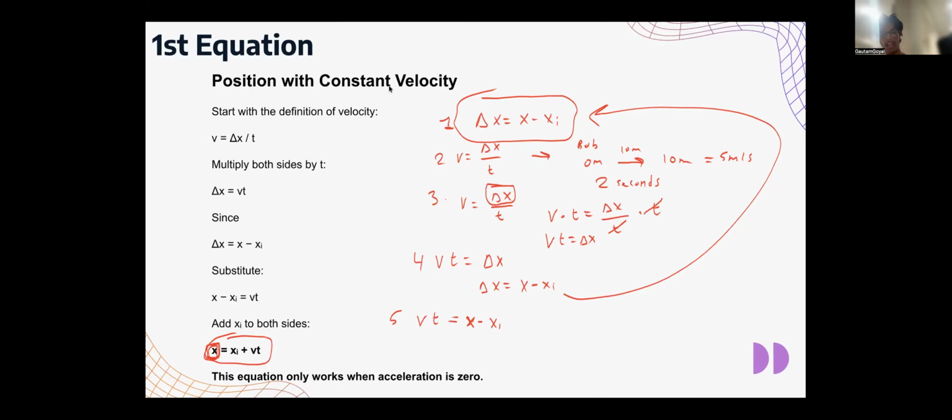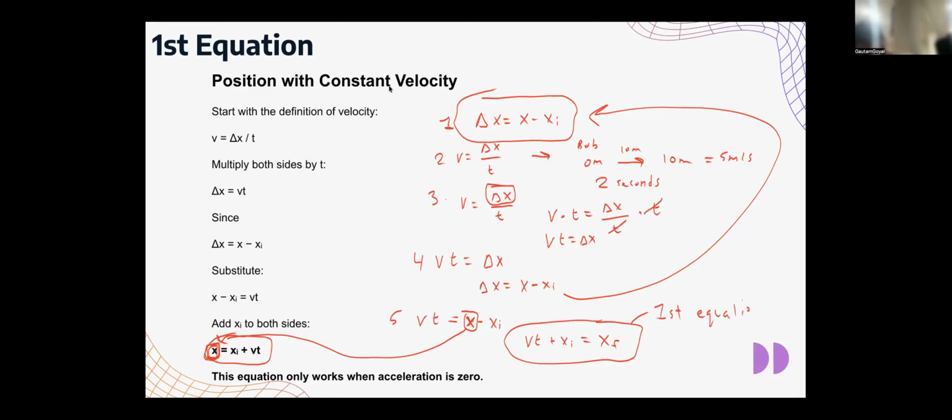I'm going to combine the next one also into step five because I don't want it to be too many steps. If I'm trying to get this x alone, like how this one is over here, I will add x sub i to each side. Vt plus the initial distance equals the final one. Bang. This is the first equation.